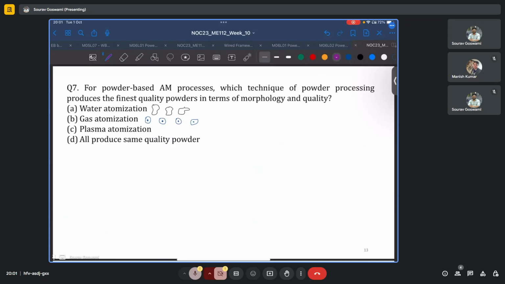Whereas for the case of, say, plasma atomized particles, the particles have very good sphericity as well as they are defect free. So, if we are given a choice, of course, depending on the powder characteristics, the cost also shoots up. So, water atomized powder will be cheaper than gas atomized powder, which in turn will be cheaper than plasma atomized powder. But if we are to compare them in terms of the morphology and powder quality, plasma atomized powders tend to be superior.